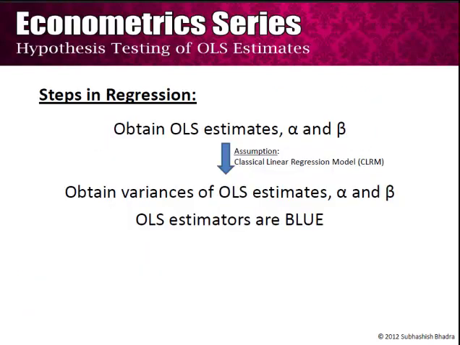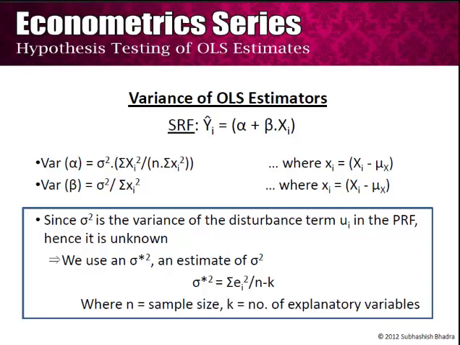Now, going back to our steps in regression, if we are ready to assume that the classical linear regression model is valid, then we can say that we will obtain the variances of the OLS estimates alpha and beta, and that the OLS estimators are best linear unbiased estimators, that is, they are BLUE. So let us first talk about the variance of the OLS estimates alpha and beta. We will not give the mathematical derivation of the variance, but will only give the formula.